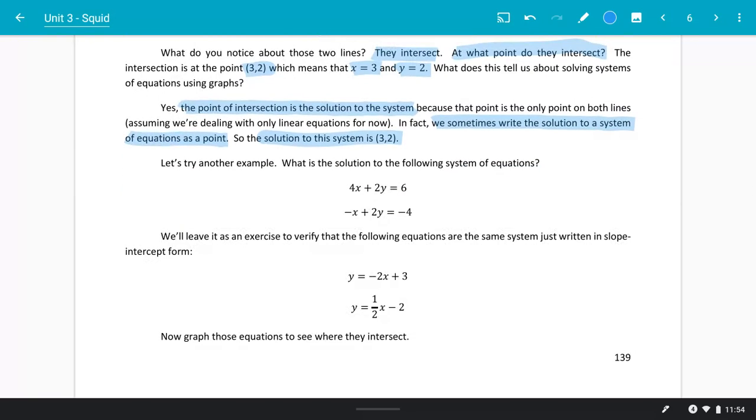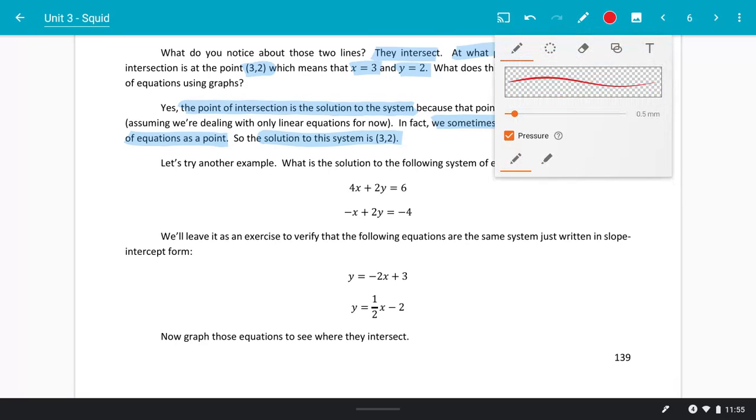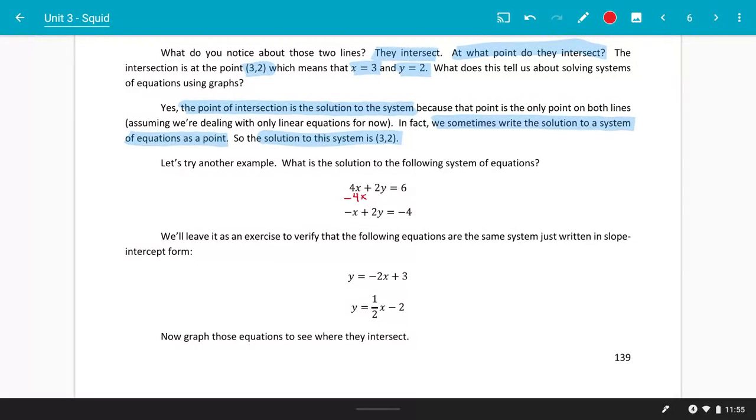Let's try another example. What would be the solution to the system of equations listed below? We'll leave it as an exercise to verify the following equations with the same system written in slope-intercept form. Let's do that just super quick for fun. Here I would subtract 4x from both sides, right? So I'd have 2y equals negative 4x plus 6. Divide by 2, divide by 2. So y equals negative 2x plus 3.